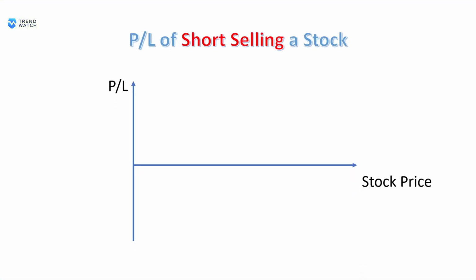In contrast, when you sell a stock short, you are betting that its price will decline. The profit and loss curve for this strategy is a straight line with a negative 45-degree slope. This means that for every dollar the stock price rises, your profit and loss decreases by $1, and vice versa. Thus, there is an inverse relationship between the stock price and your profit and loss.